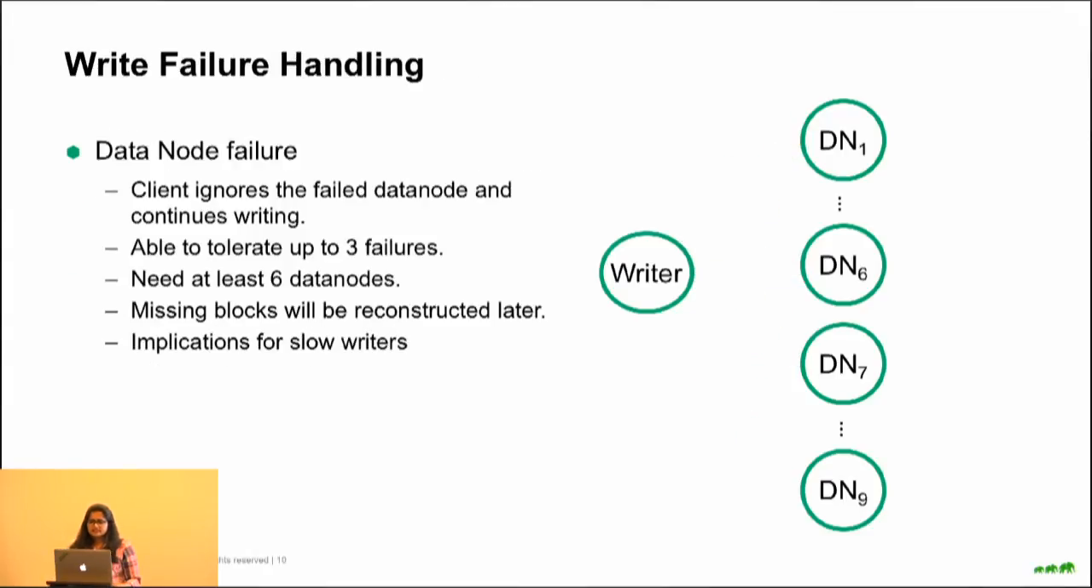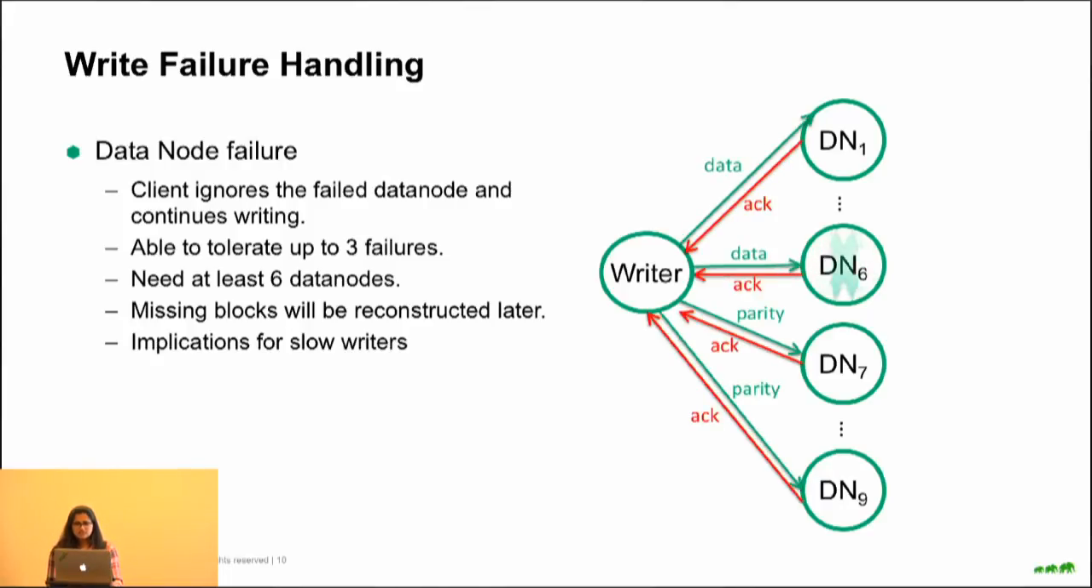In a regular replicated HDFS write pipeline, if one of the data nodes fails, the client will recruit a new data node, bring it up to speed, and add that node back to the write pipeline. But in case of erasure coded files, if a data node fails in the write pipeline, the client just ignores the failed data node and continues writing to the rest of the data nodes. The missing block is reconstructed later on. So in this approach, the write pipeline can only tolerate up to a maximum of M failures. M is the number of parity blocks.